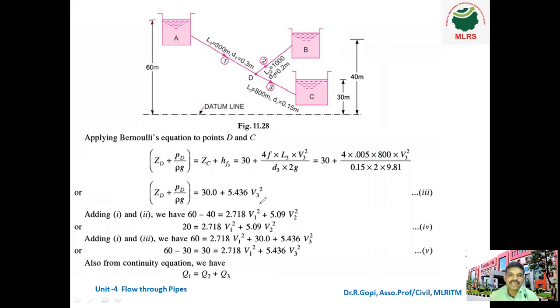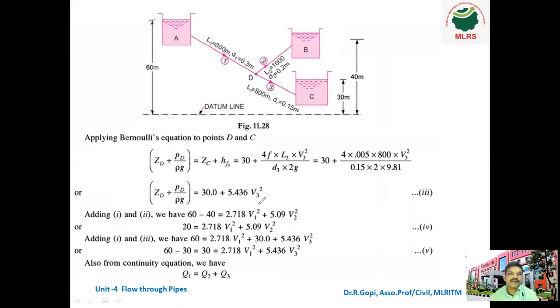So from these three equations, what are the unknown values? One is the piezometric head at the point D, that means ZD plus PD by rho G. The second are the velocities, that means V1, V2, V3. So totally four unknown values: V1, V2, V3 plus ZD plus PD by rho G. These are all the three equations.